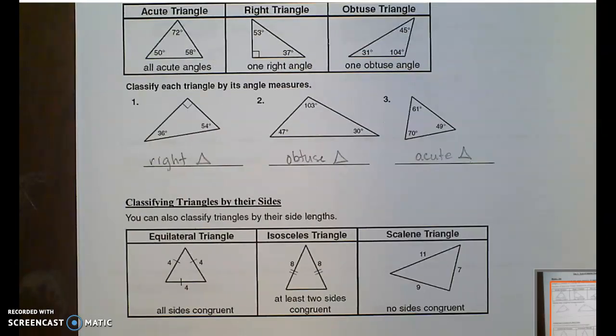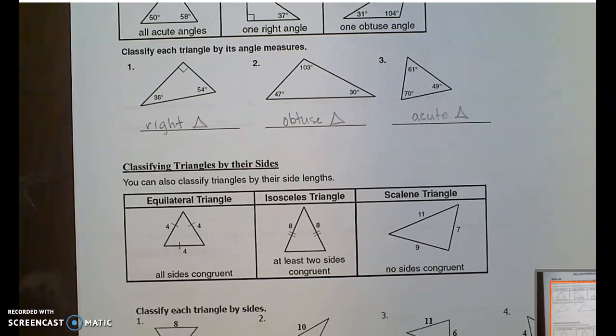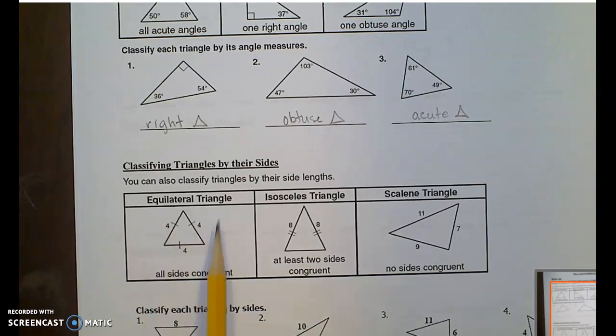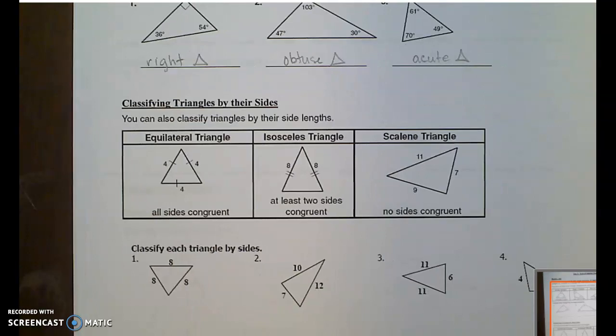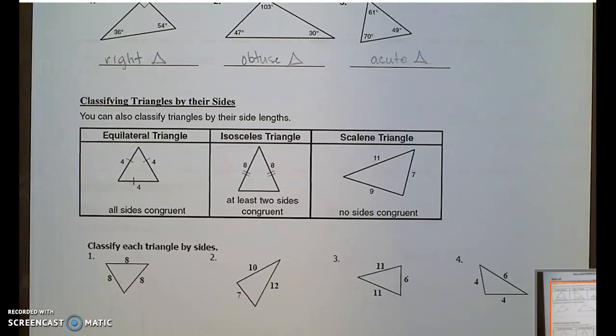You can also classify triangles by their sides. We all know an equilateral triangle means all three sides are the same measurement. An isosceles triangle has two sides congruent, two sides having the same measurement. And then there's a scalene triangle, where none of the sides are the same length. Again, we can classify these triangles based off of their side measurements.